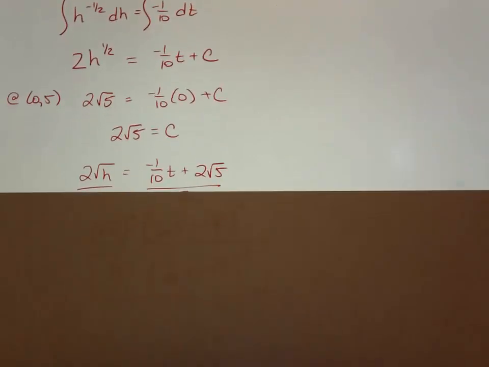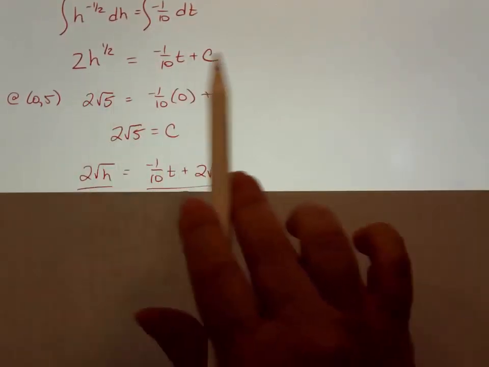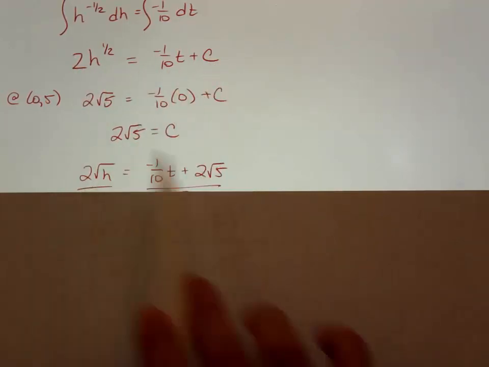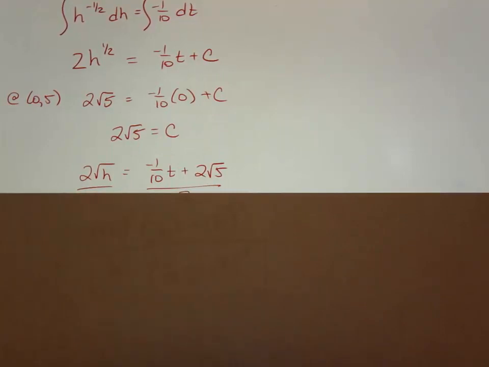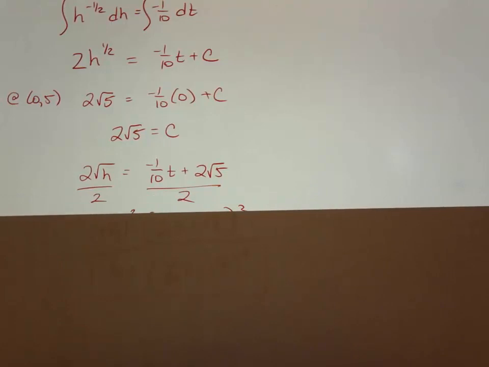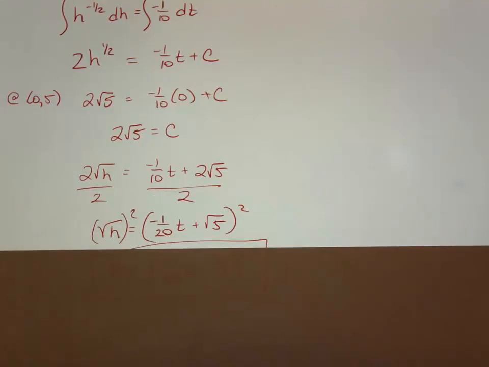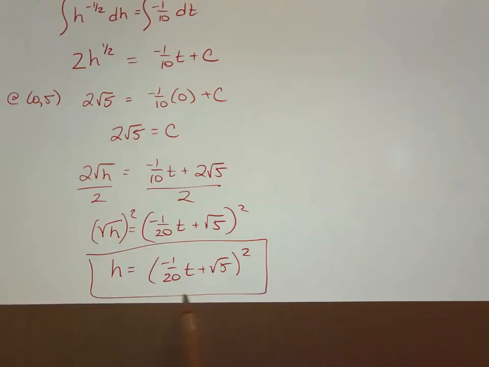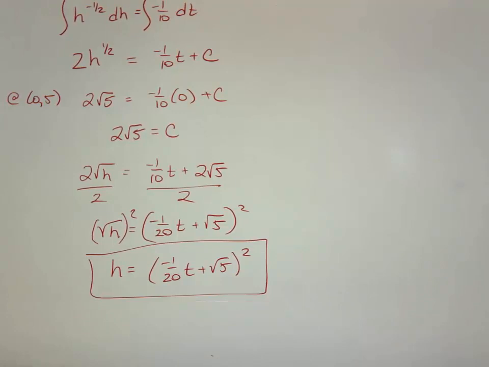So going back to right before I plugged in the 0 and 5, which is this line right here, I went ahead and plugged in c to be 2 root 5. Now I need to solve for h because it says h in terms of t. So we divide both sides by 2, which makes negative 1/20 t plus root 5. Then we go ahead and square both sides. You cannot square individual terms. You leave it as all one quantity, negative 1/20 t plus root 5, the quantity squared, and that is your answer. So that is number 4.